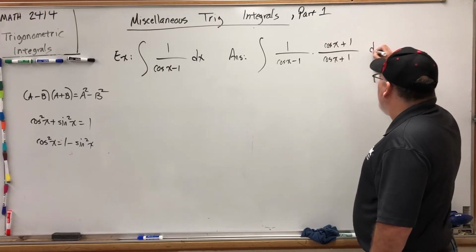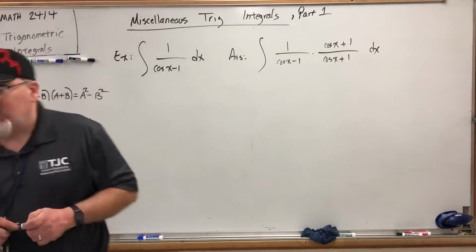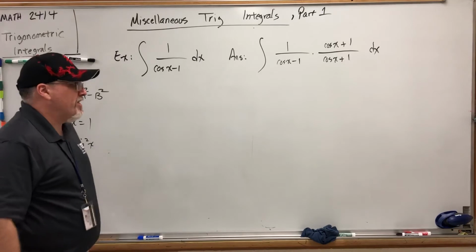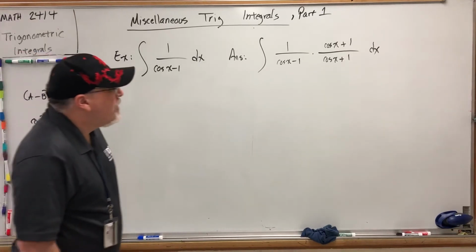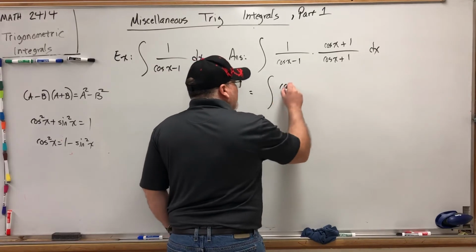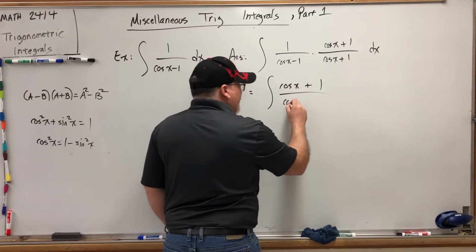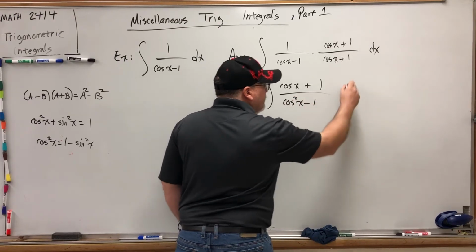You can always multiply a fraction by 1 to preserve its value, as long as that fraction is defined. So we are assuming that cosine of x is not equal to negative 1. But if I multiply both sides, it will give me cosine of x plus 1 on the top. On the bottom, if I multiply that out, I'll get cosine squared x minus 1.